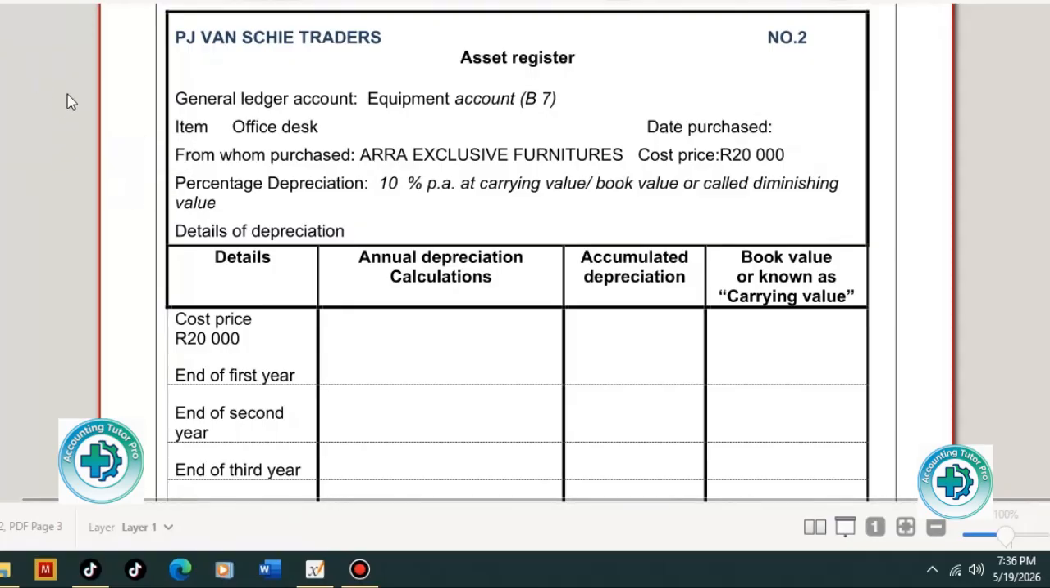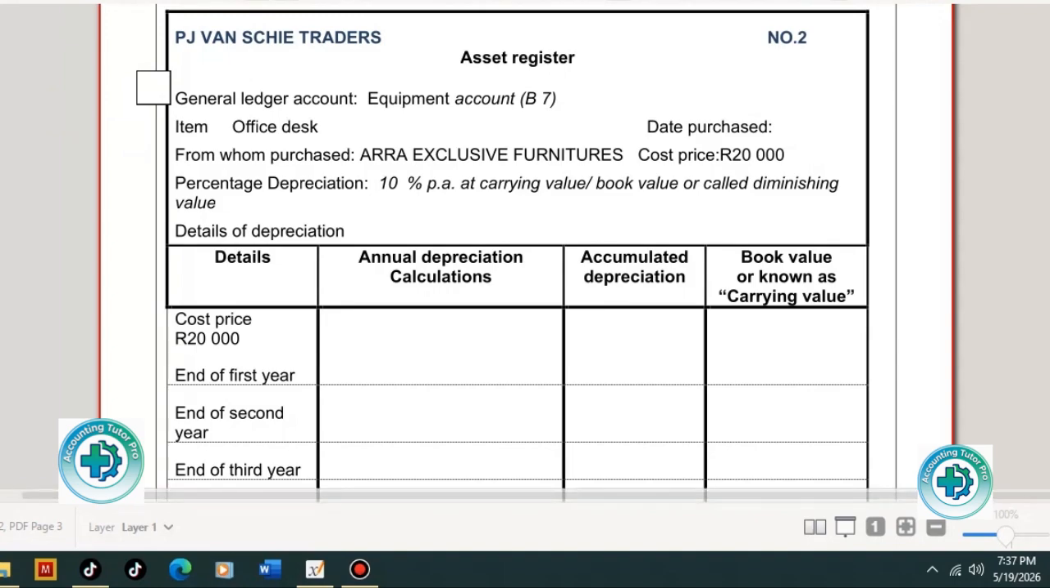So this lesson also applies to grade 11 and grade 10 learners. We are using this as a baseline in grade 12 to understand how our fixed assets accumulate in a company. So today I want to calculate the depreciation using the carrying value or book value method.